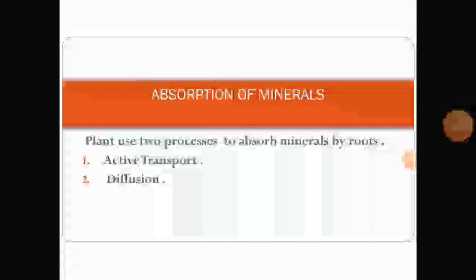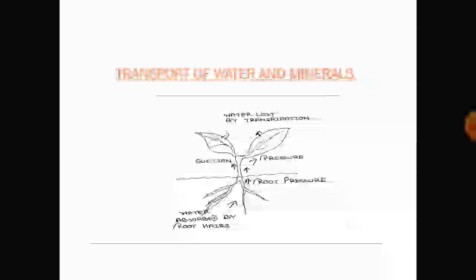Students, so we are back again with our same chapter, transport of food and minerals in plant. Today we will be discussing absorption of minerals. Now, soil contains dissolved minerals. What type of dissolved minerals? Minerals like potassium, calcium, nitrogen, etc. And plants use two processes to absorb these minerals. How do they absorb? They absorb by roots. And the two processes are active transport and diffusion.